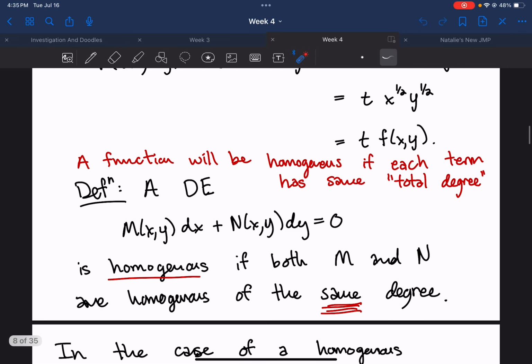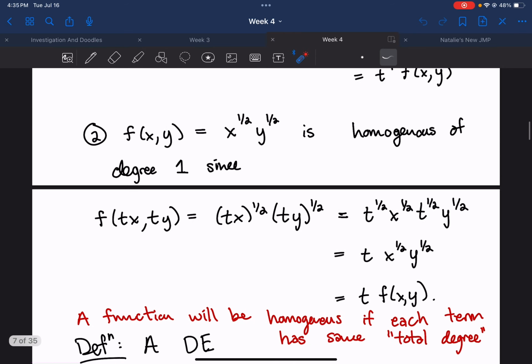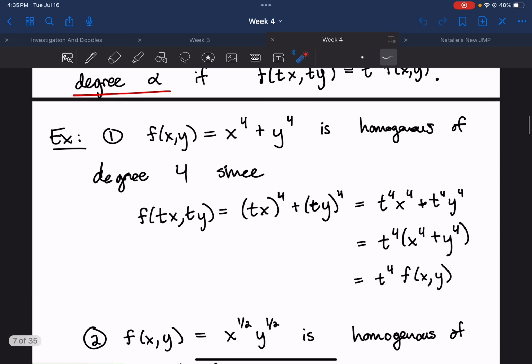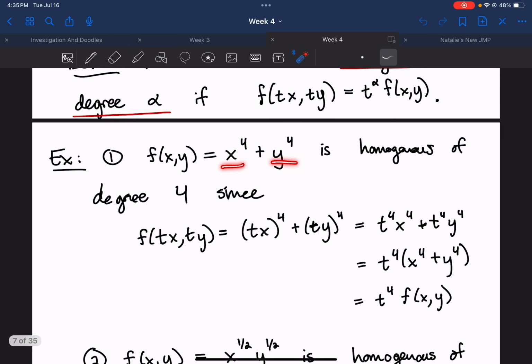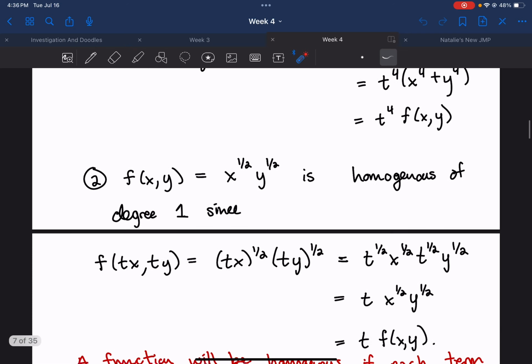So a shortcut here is a function will be homogeneous if each term has the same total degree. What do I mean by that? If we look here, the total degree of this term is 1/2 plus 1/2. Every time there's a plus sign, you take a term and add up all the exponents in that term. So if we look up here, this function has 2 terms separated by a plus sign, and the total degree over here is 4, and the total degree over here is 4, which makes this homogeneous of degree 4. This has 1 term, so it's automatically homogeneous.